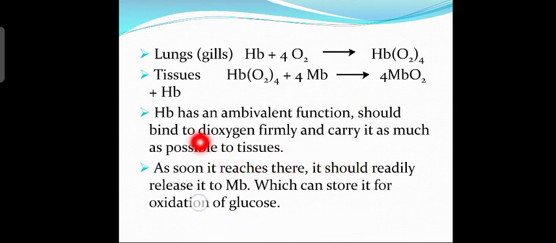Okay. So hemoglobin combines with dioxygen and then reaches myoglobin. As soon as it reaches myoglobin, it will release that oxygen, which can be stored for oxidation of glucose. Now why is oxygen required? For the oxidation of glucose. Okay, glucose is present, you know that. So oxidation of glucose will take place to give what? Carbon dioxide and water. Okay.